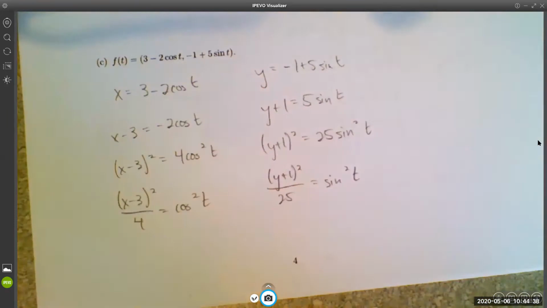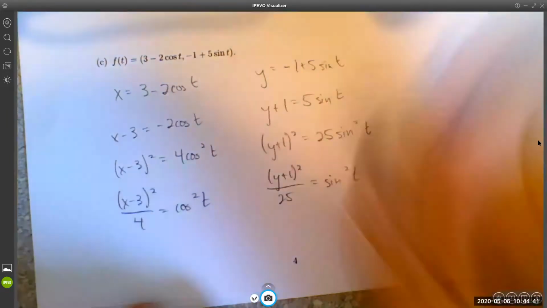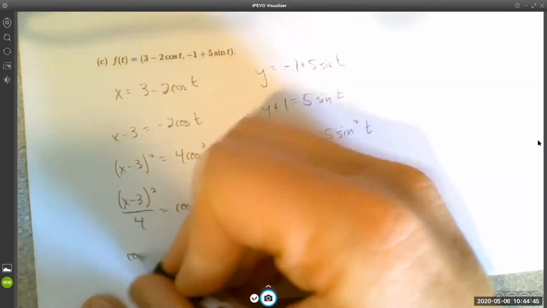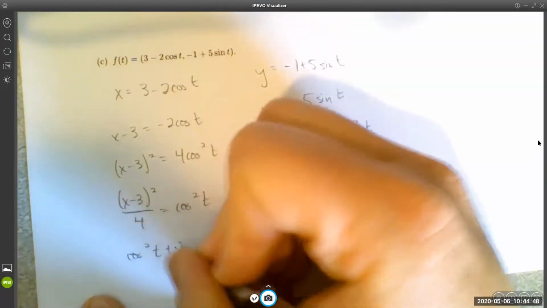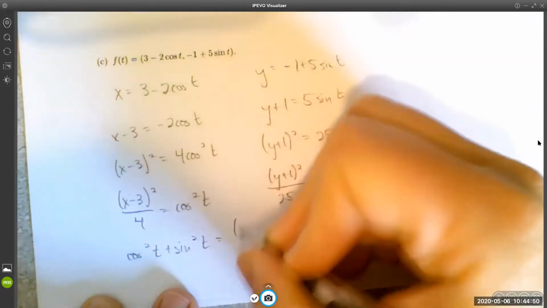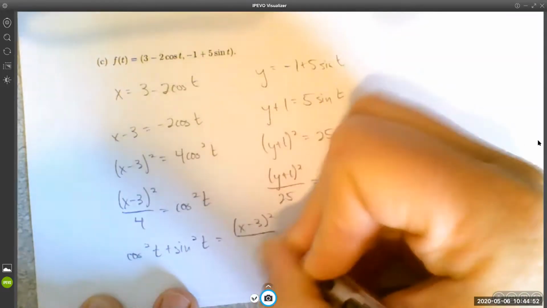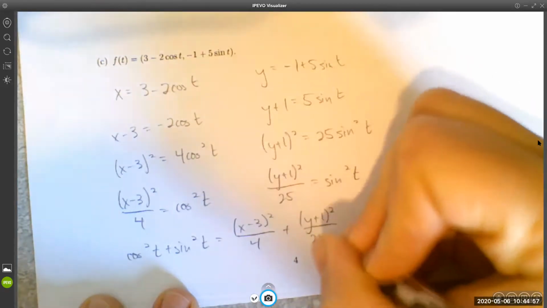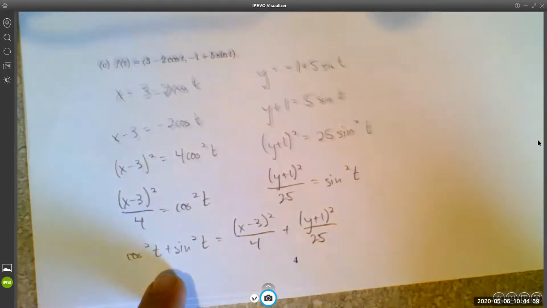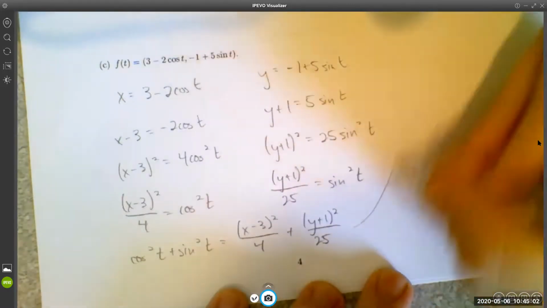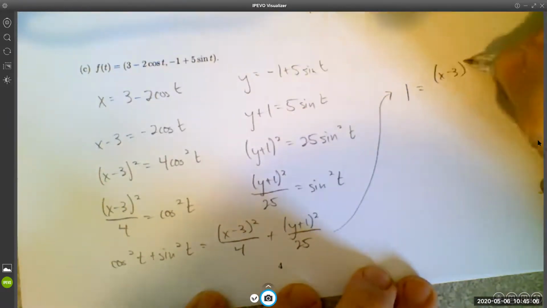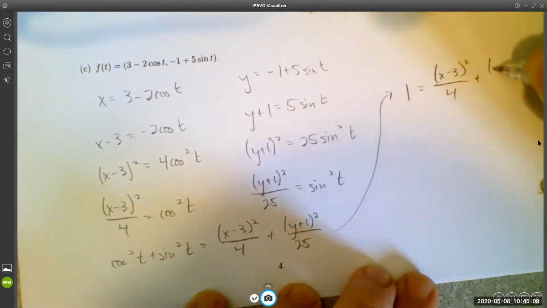And then I'm going to relate these two together. So I can say now cosine squared t plus sine squared t equals (x minus 3) squared over 4 plus (y plus 1) squared over 25. And now this thing equals 1, and so I've eliminated the parameter, right? So I get 1 equals (x minus 3) squared over 4 plus (y plus 1) squared over 25.